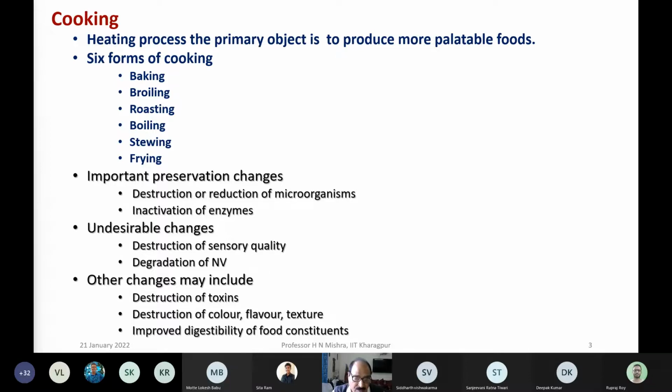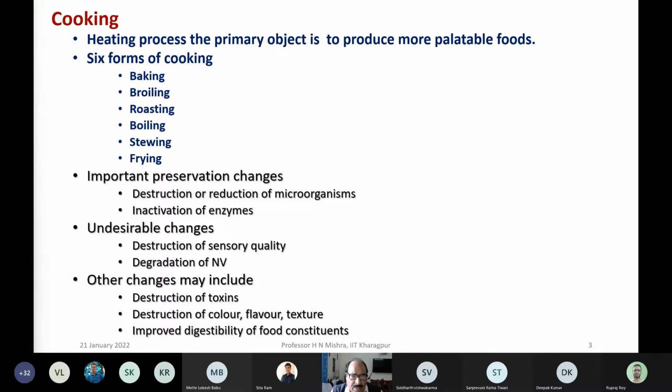Or there is a more important change, which is the improvement in the digestibility of the food constituents or their biological value, that is, the form in which the food is assimilated properly in the body. All those things can be improved. So these are the changes that take place in the food during cooking.